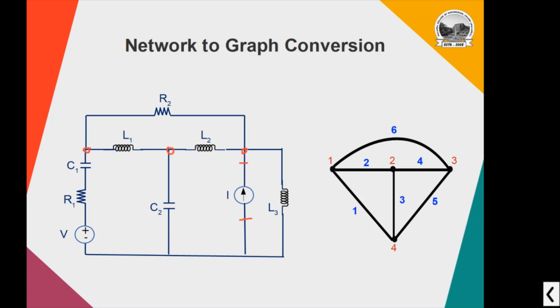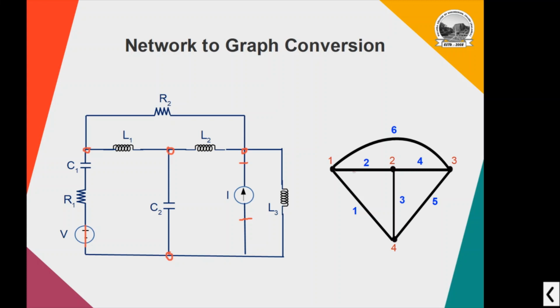So we have named these nodes as 1, 2 and 3, and the fourth node is at the bottom. Here again four branches are there, but this branch is considered as open circuited. So we are having three branches, one with C2, another one is L3, another one is this one. This voltage source is short circuited. So now we can form 4 nodes: 1, 2, 3, 4.